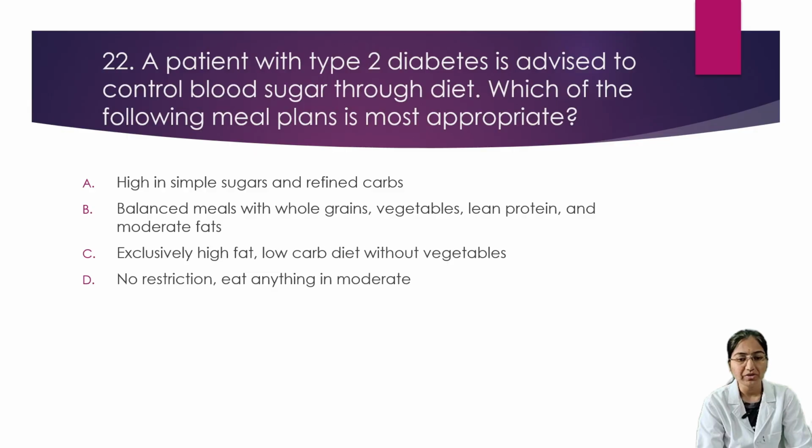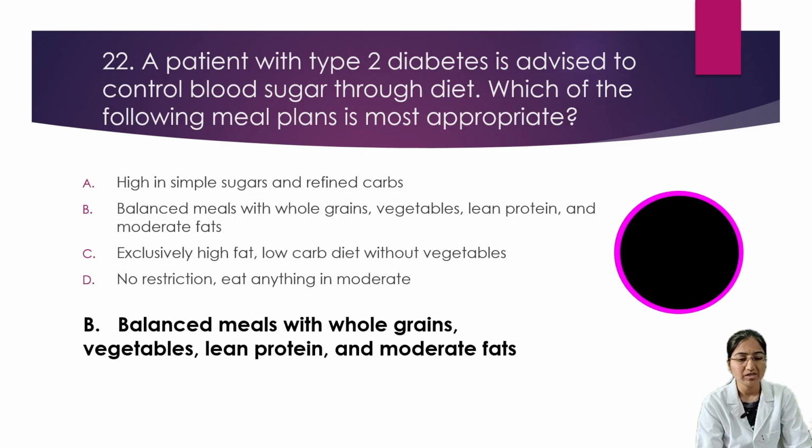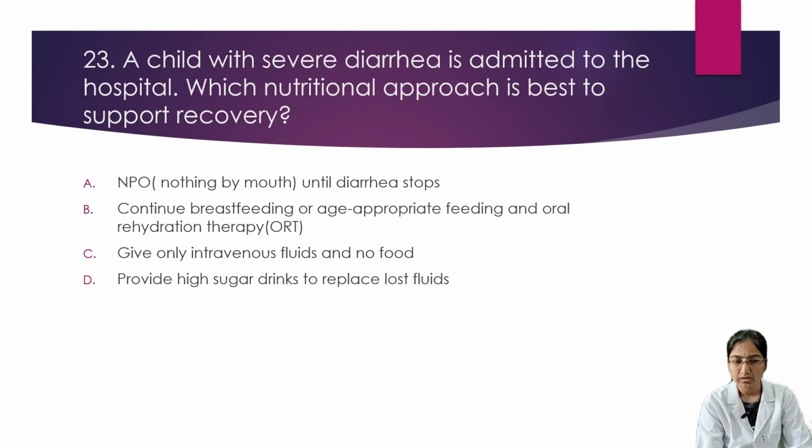A patient with type 2 diabetes is advised to control blood sugar through diet. Which of the following meal plans is most appropriate? Right option is B, that is balanced meals with whole grains, vegetables, lean proteins and moderate fats.